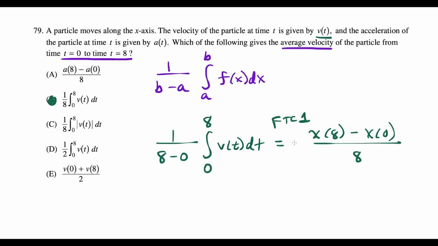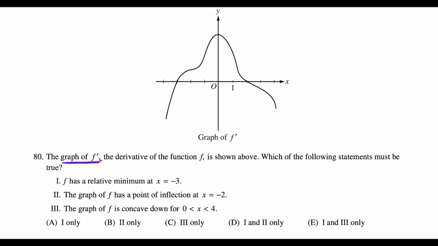For question 80, we have a graph of f prime, the derivative of f, and we want to know which of the following statements must be true. So for this one here, the key is for Roman numeral questions, you want to go through them one at a time and say if each Roman numeral is true or not. Now for Roman numeral 1, we have f has a relative minimum at x equals -3, which is over here.